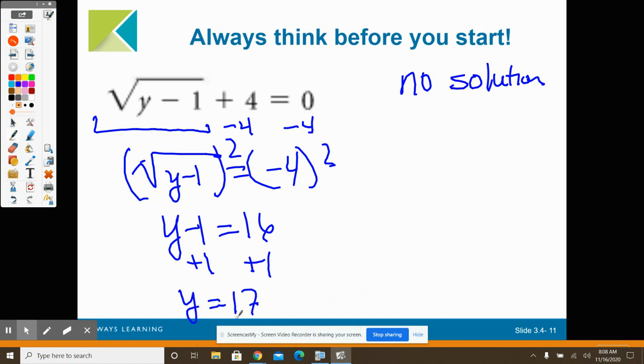And that doesn't work. Why doesn't it work? Because 17 minus 1 is 16. That's the square root of 16, which is 4. And 4 plus 4 does not equal 0. So this is called an extraneous solution. So you would throw it out.